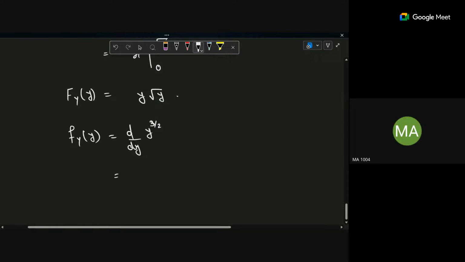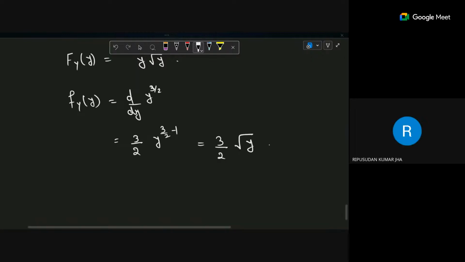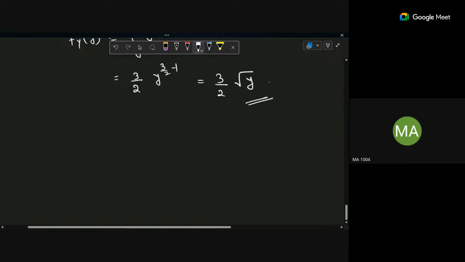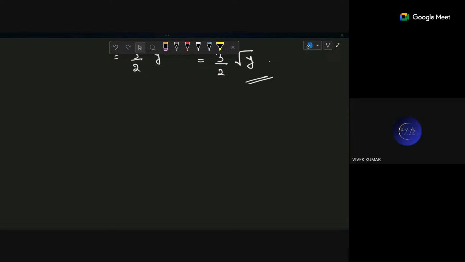So that's all. Just differentiate it. It is nothing but 3 by 2 y raised to the power 3 by 2 minus 1, which is 1 by 2. So it is 3 by 2 root y. Yes, ma'am. I got the same answer using the formula. Yeah, using the formula also you will get the same answer. Here we have a long method, but with the formula the method becomes short. The theorems are made to make life easy.